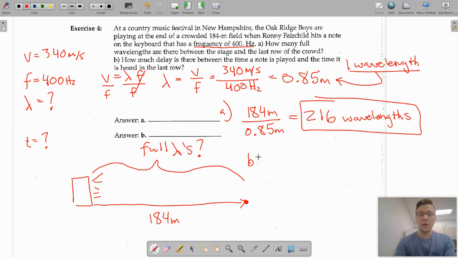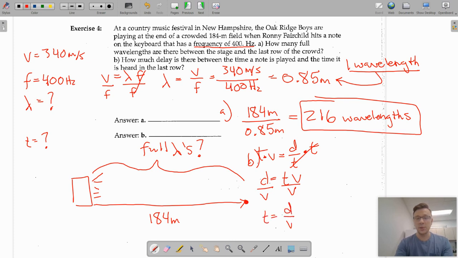Now for part B, what we could do here is figure out the period, figure out the time it takes for one wavelength, multiply it by the number of wavelengths. Alternatively, you could also just use that speed is equal to distance divided by time. We know the wave speed, we know the distance, we can solve for the time. So if we were going to get time by itself, we would multiply by time on each side. Now we have distance is equal to speed times time. We divide by the speed on each side, and we find that the time will be equal to distance divided by speed. So what we'll do here, time is equal to 184 meters divided by the speed of 340 meters per second. That's the speed of sound in air.